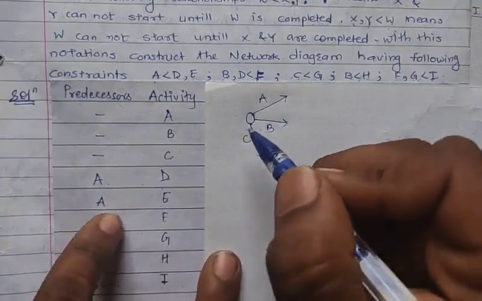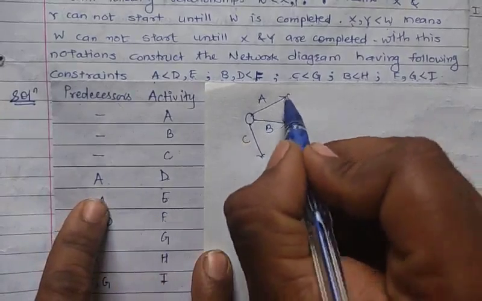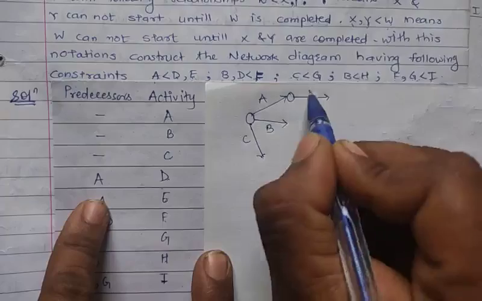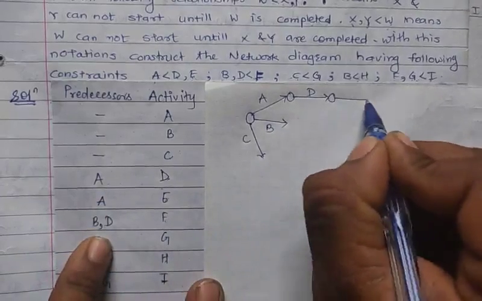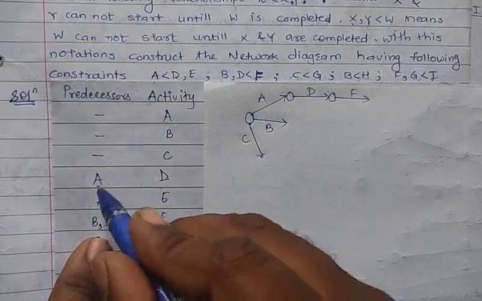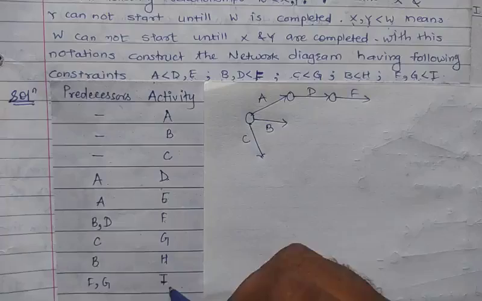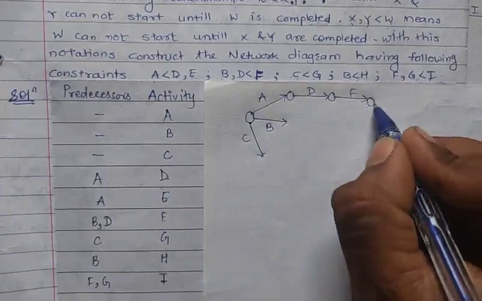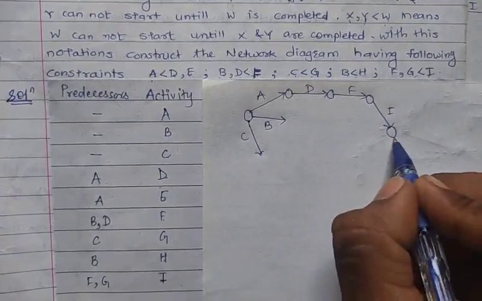Okay, so make a chain. So here A goes to D, D goes to F, F goes to I, and I is the last event.